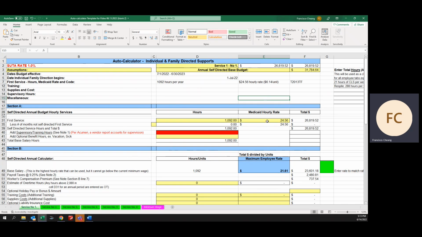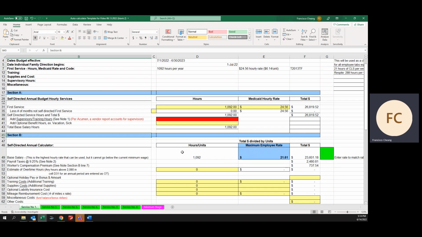Once you enter that information, that's going to give you your max employee rate here in section B. You can bring into your piggy bank up to $21.61, which brings us to section B.